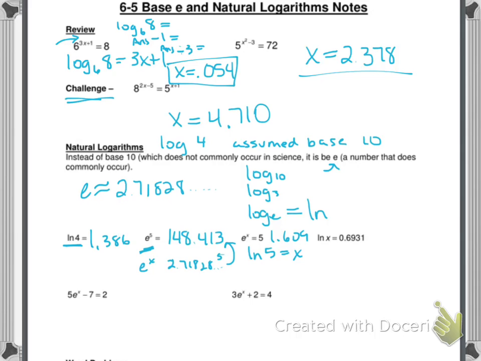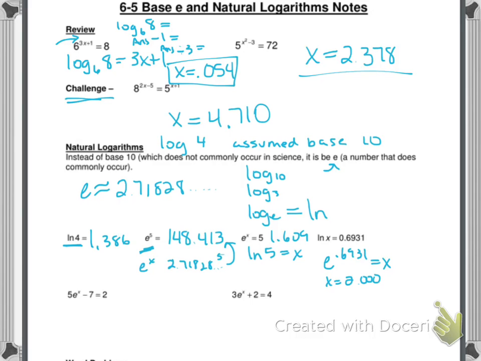Okay? Anytime the argument is an x, you change it to an exponent form. So base e to the 0.6931 power is 2.000 because it all rounds up. So that's what x is.